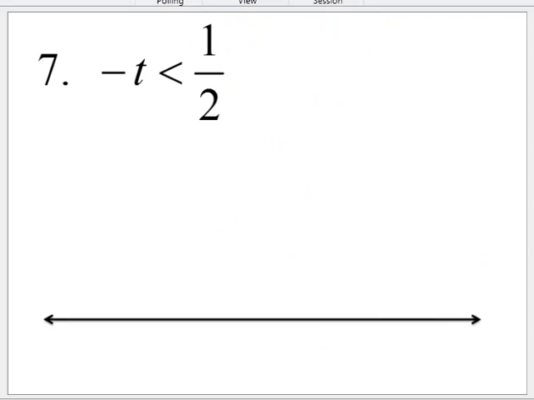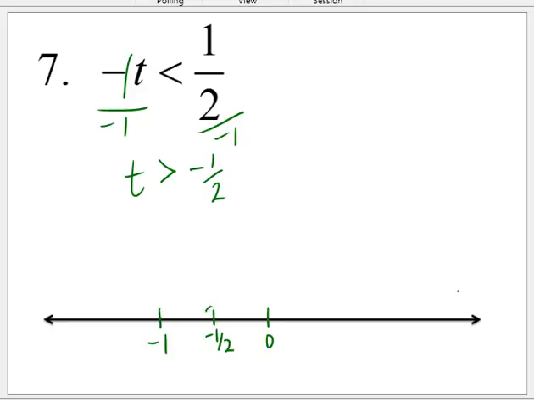The next problem, I'm not going to spend time eliminating the fractions because all this really is the negative 1 in front of here. So I'm going to divide by a negative 1 on both sides. I get t, I'm dividing by a negative on both sides, so I'm going to flip the sign, is greater than negative 1/2. I will go ahead and place 0 on my number line, negative 1 on my number line, and between it, negative 1/2. Open dot, negative 1/2 is not included, and I will shade to the right.